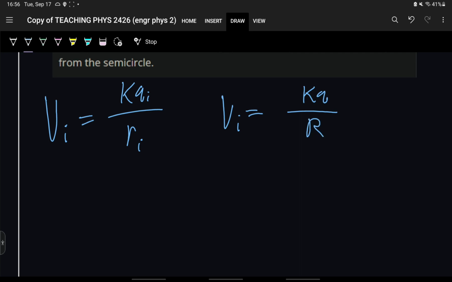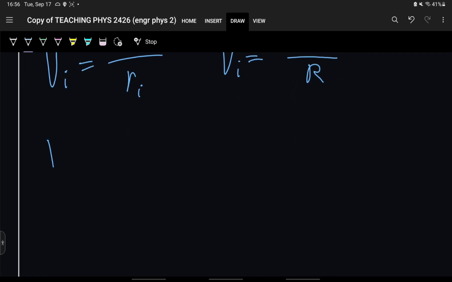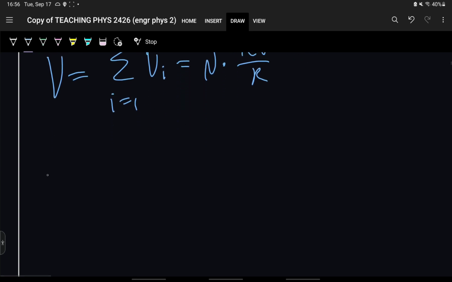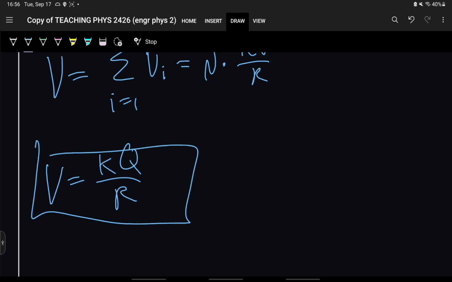The total potential capital V at the origin is the sum of the contributions from all capital N charges. So we can write this as V equals the summation from I equals 1 to capital N of capital V sub I, which equals N times k times q all divided by capital R. The total charge on the semicircle is uppercase Q equals N times q, as we found in a previous part. So we can express the total potential at the origin as capital V equals k times uppercase Q all divided by R. And this is correct for the expression of the electric potential at the origin due to the charges arranged on a semicircle.